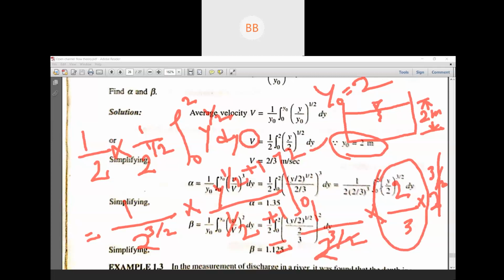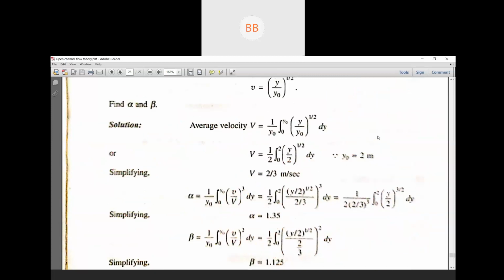Understood? If you want me to repeat, I can repeat again. Very simple. Wait, I will repeat once again. How to solve this?